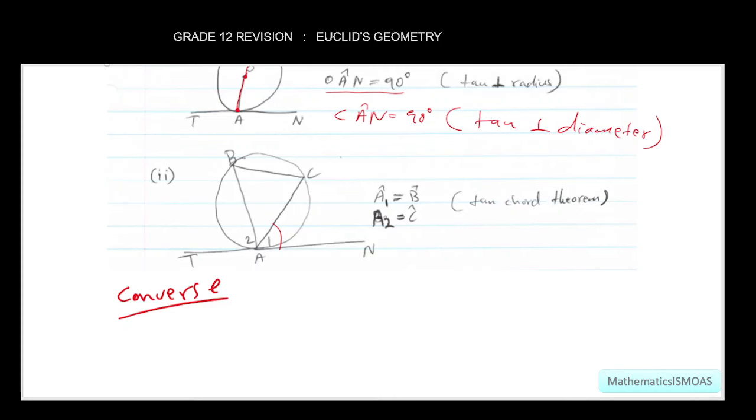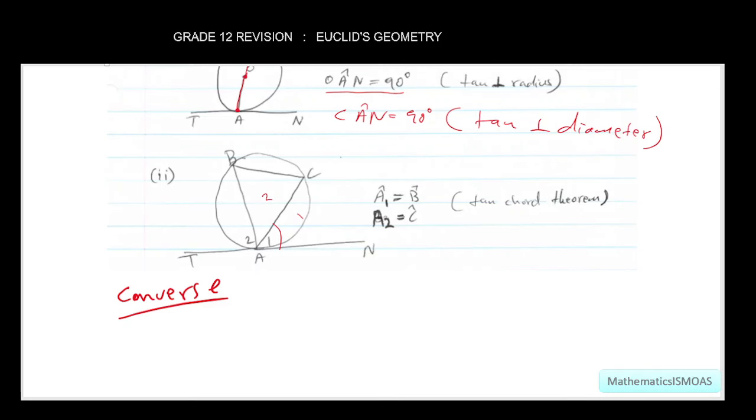Therefore, which segment are we talking about? Chord AC divides the circle into two segments, segment 1 and segment 2. And angle A1, it is part of an angle in what? In segment 1. Therefore, the other segment will be segment number 2.